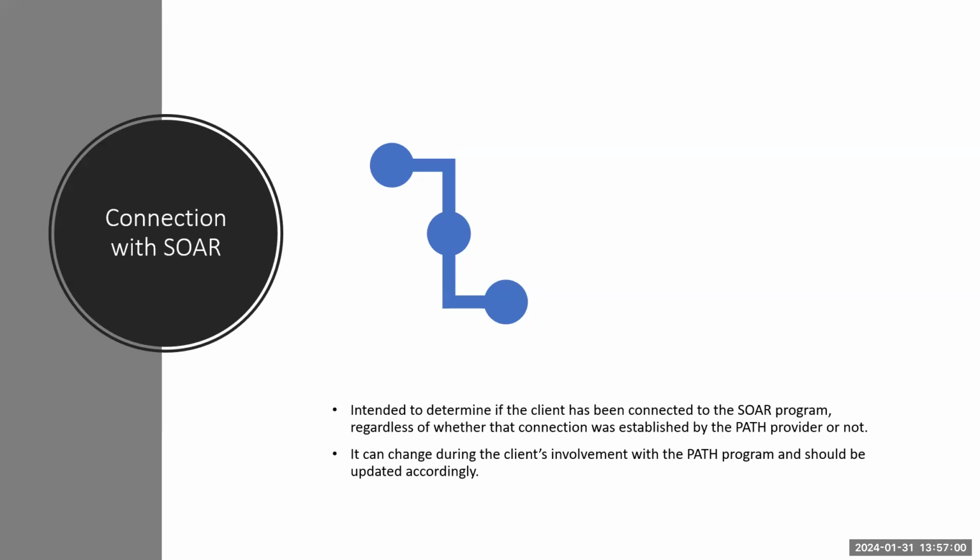So the connection to SOAR might have been done through another provider, through Department of Social Services, but the assessment and the data set is really asking about if there was a connection to SOAR. It can change during the client's involvement with the PATH project, and it should be updating accordingly. These updates happen in an interim review assessment, either as an update or an annual assessment.